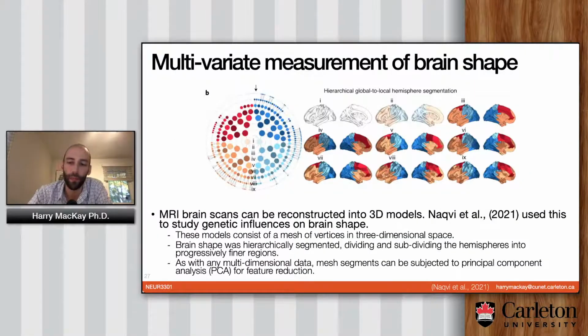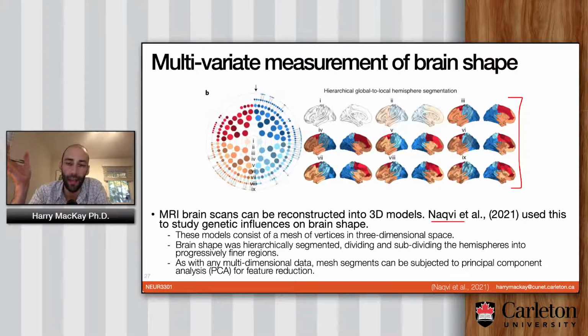Anyway, this year, NACV and company were basically trying to study the genetic influences on brain shape. So this is another example of genomics applied to the world of neuroanatomy. The way this works is when you conduct an MRI scan of somebody's brain, you take their data and convert it to a three-dimensional model. It's what's called a mesh. A mesh is a 3D model because it's a mesh of vertices floating in three-dimensional space.